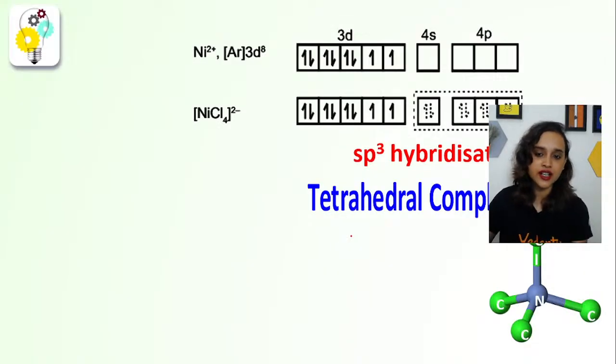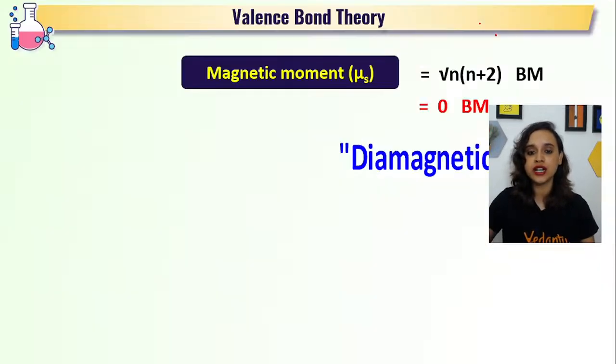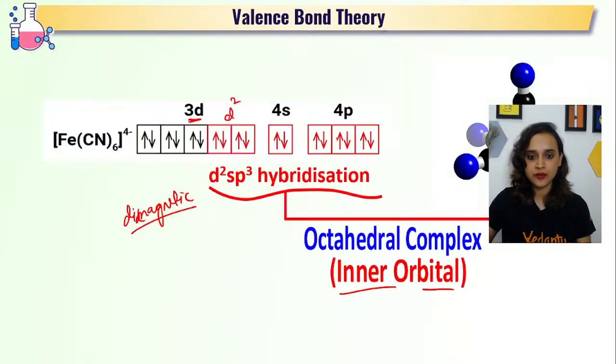Did we even touch the inner orbitals? How are we touching the inner orbitals? We are not, right? See, 4s, 4p. It's 4s, 4p, bacha. It's outer. If it is n minus 1, then it becomes inner orbital, right? This will be outer. Don't you remember? Let me show you here again.